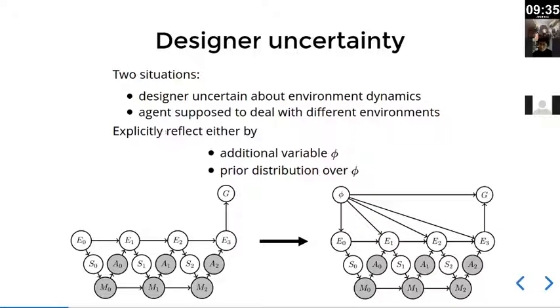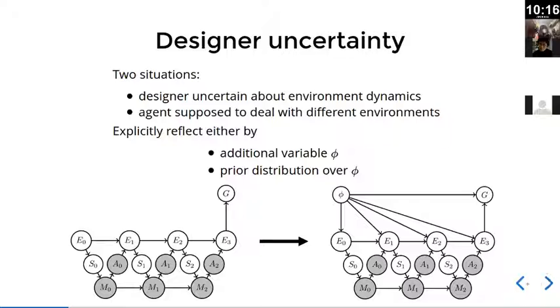So to do this in this kind of framework, what you have to do is you introduce a new variable, I call it phi, which selects which environment your agent is going to be faced with, and you put some prior distribution over phi. So that reflects your uncertainty about which environment it's going to be faced with. And then this other setup we had before turns into this setup where you have this additional variable phi.